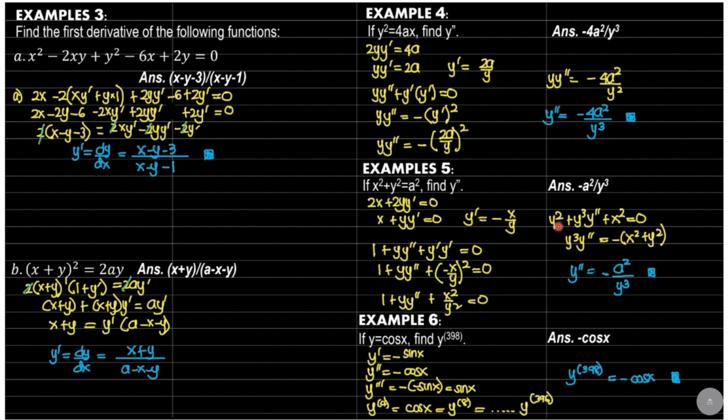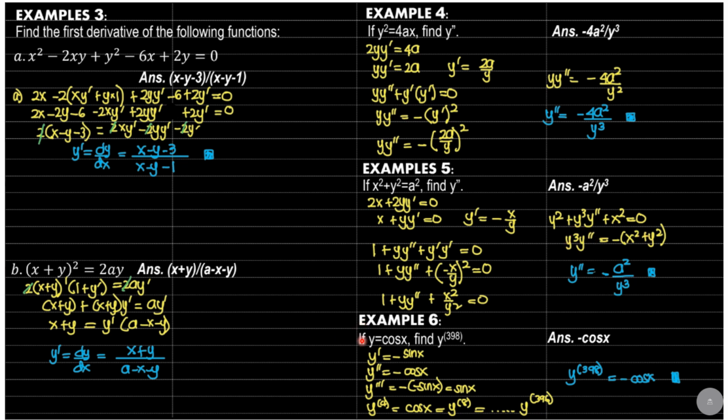Transpose x squared and y squared to the right, so y cubed y double prime equals negative of quantity x squared plus y squared. But x squared plus y squared is a squared, so that means y double prime is negative a squared over y cubed.